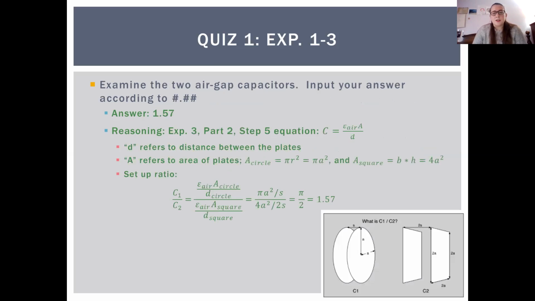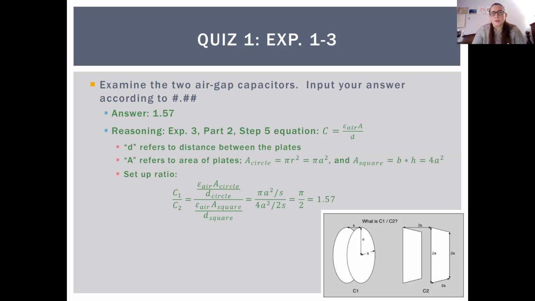All right, next question pertaining to experiment 3. We have these 2 different air gap capacitors. And this question, you can see the actual question is in the picture. What is C1 over C2? So the equation for this was embedded into the procedure. You had to look carefully for it. So experiment 3, part 2, step 5, there's an equation in there for the capacitance of parallel plate capacitors.